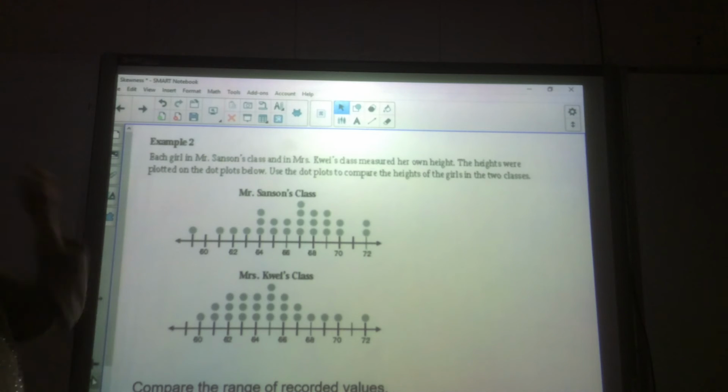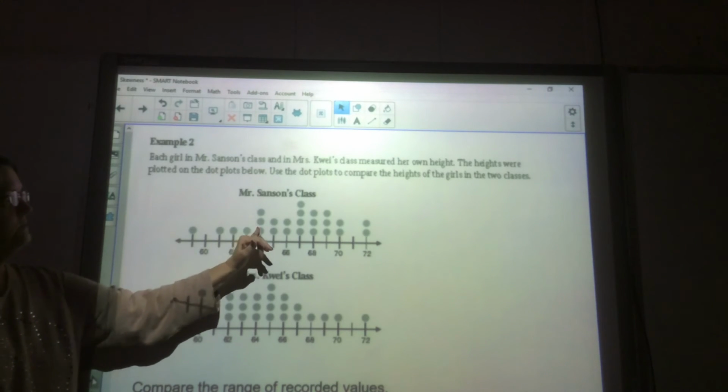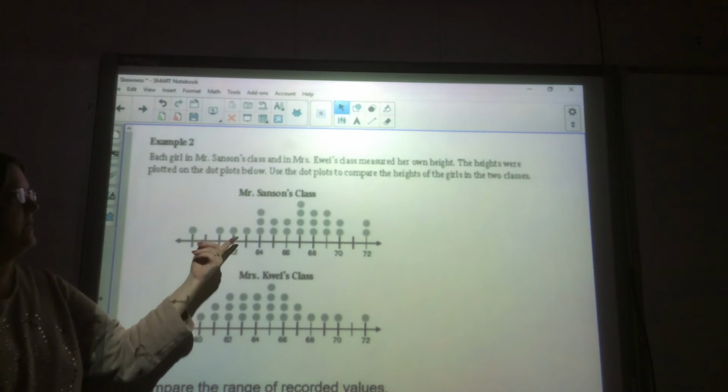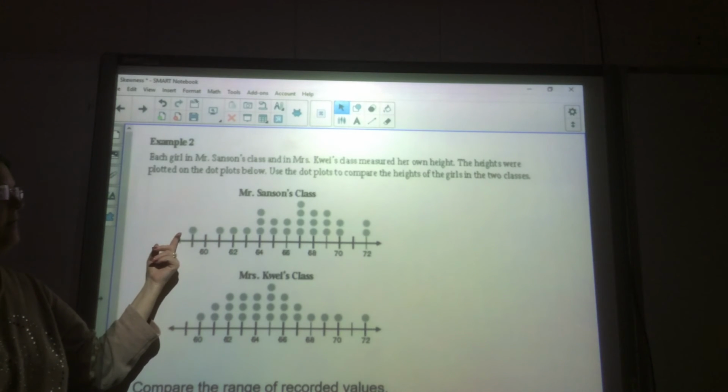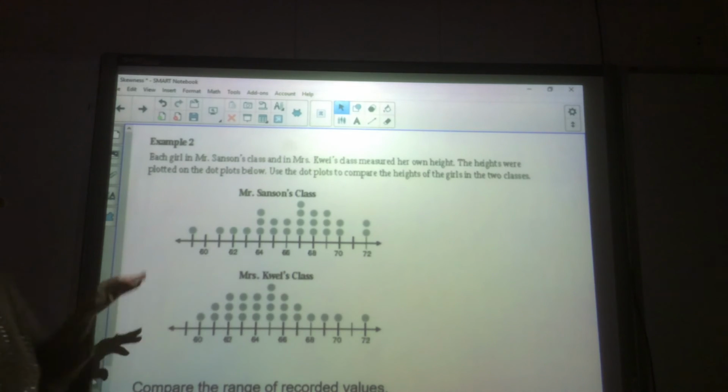And we will just look at this one. We're just going to look at the skewness part. You could say this one might be bimodal, but I would say that it's mostly skewed left. And this one is skewed right.